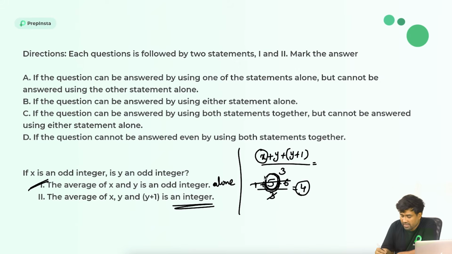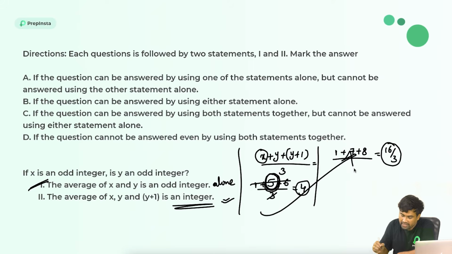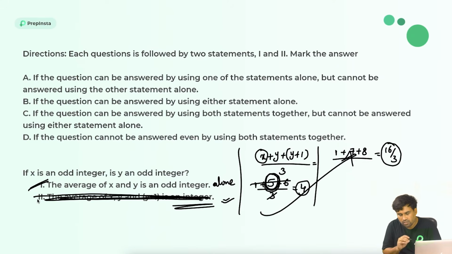So some of you may say the second one is also verified, but it is not correct. Just look here, for example, I have assumed the x value is 1 and the y value is 7, and it will be 8, y + 1. And 1 + 7 + 8 is 16. 16 by 3 is not an integer. So for some examples it is getting a fraction value, for some values it is getting an integer. So statement 2 alone is not sufficient to answer the question.